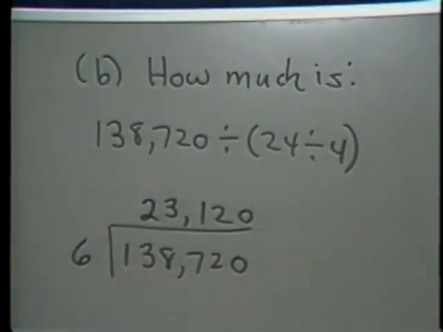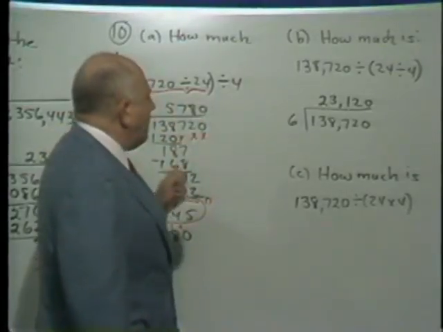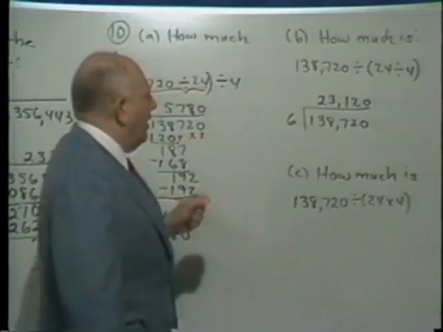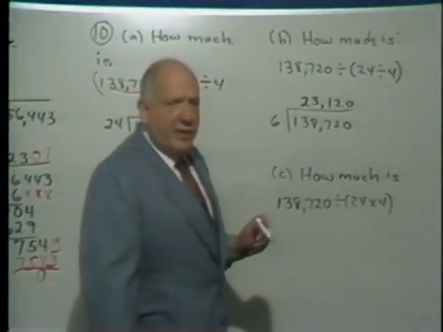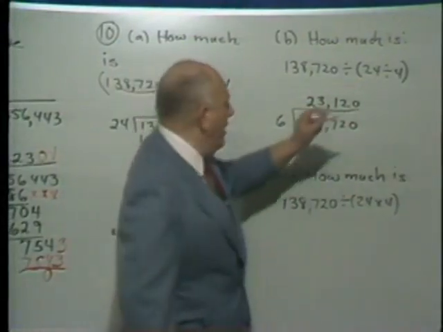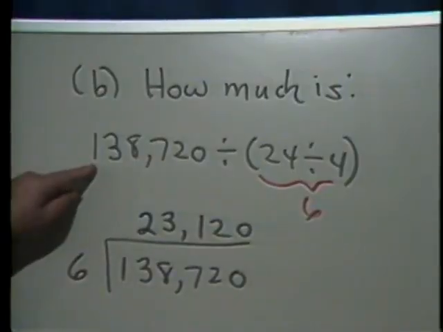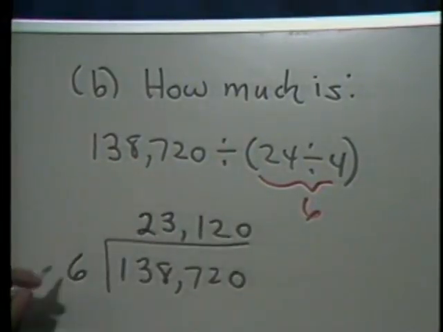Can you see that okay? See, look at Part A and look at Part B, and notice that if I erase the parentheses, both of them read 138,720 divided by 24 divided by 4. But this time, you see, what's inside the parentheses is 24 divided by 4. That has to be done first. That, of course, is 6. So this becomes what? 138,720 divided by 6. The 6 is the outside number in the long division form.